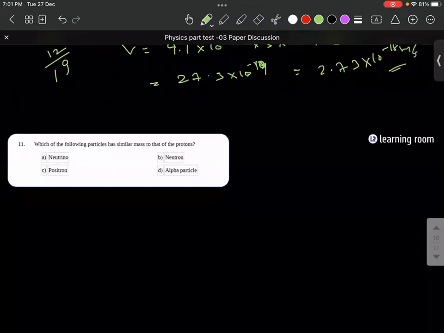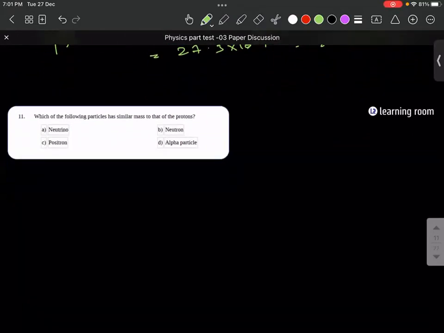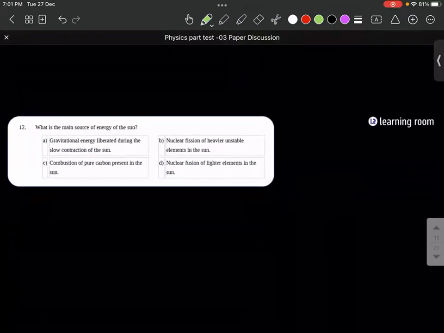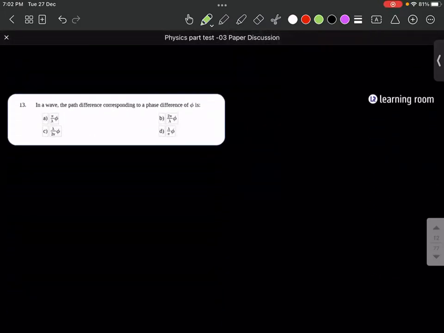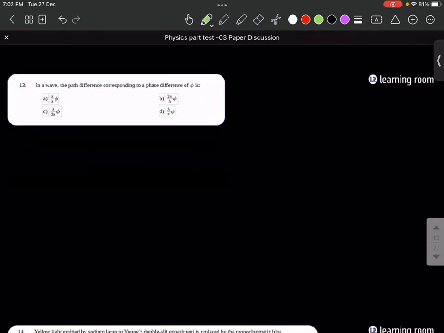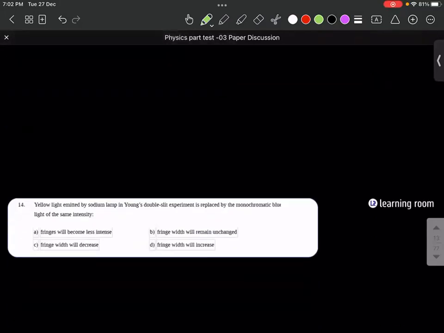Which of the following particles has similar mass to that of protons? Obviously, neutron. What is the main source of energy from the sun? Answer: nuclear fusion of lighter elements in the sun. In a wave, the path difference corresponding to the phase difference. Answer: lambda by 2 pi into 5.